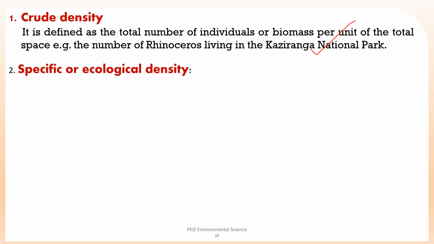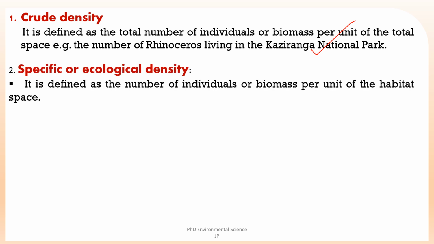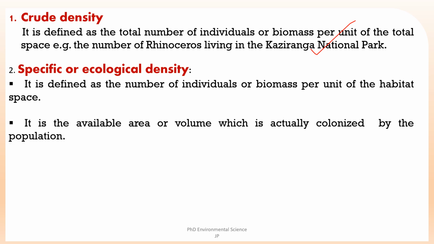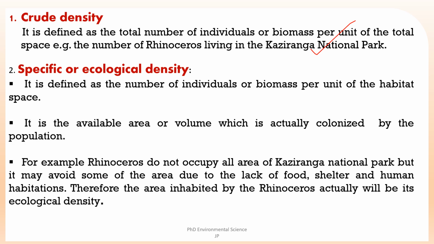Then specific or ecological density. It is defined as the number of individuals or biomass per unit of the habitat space. It is the available area or volume which is actually colonized by the population. For example, rhinoceros do not occupy all the area of Kaziranga National Park, but may avoid some of the area due to the lack of food, shelter, and human habitations. Therefore, the area inhabited by the rhinoceros actually will be its ecological density.